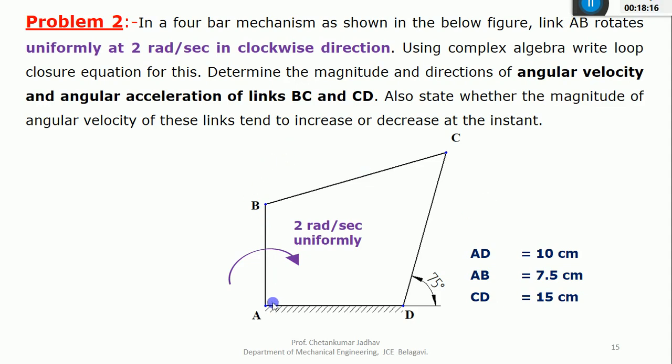So this figure is given. This is a 4-bar mechanism. In a 4-bar mechanism, as shown in the below figure, just copy this figure. Link AB rotates uniformly at 2 radian per second in a clockwise direction. Before that, there are 4 links, correct? I'll start from here. This is the first kinematic link. You can give any number: first, second, third, and fourth. And it is given that the first link, that is link AD, is fixed. This symbol indicates that it is fixed. It is not going to move.